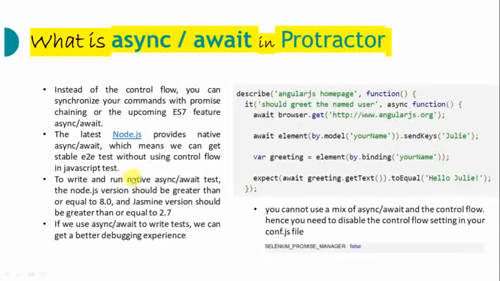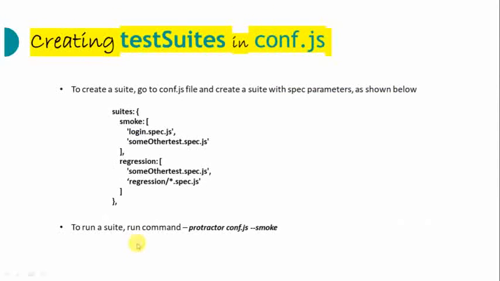in JavaScript tests. To write and run native async await tests, the Node.js version should be greater than or equal to 8.0 and the Jasmine version should be greater than or equal to 2.7. If we use async await to write tests, we can get a better debugging experience.